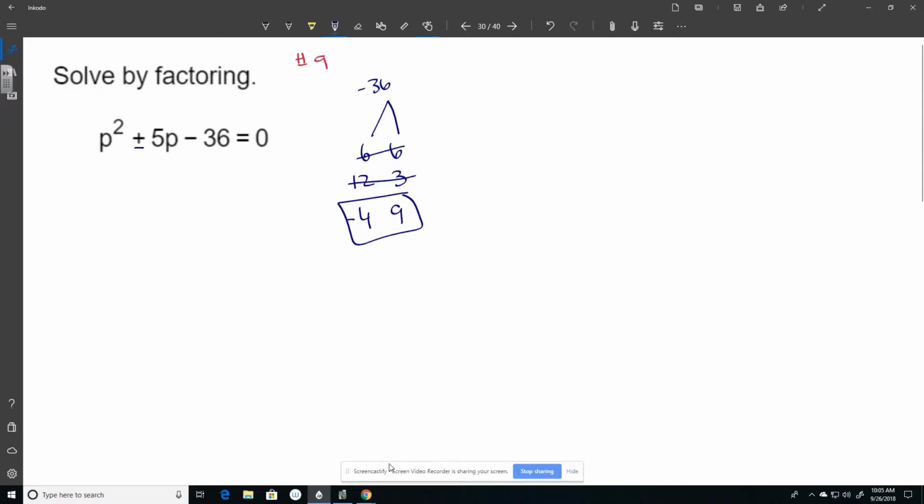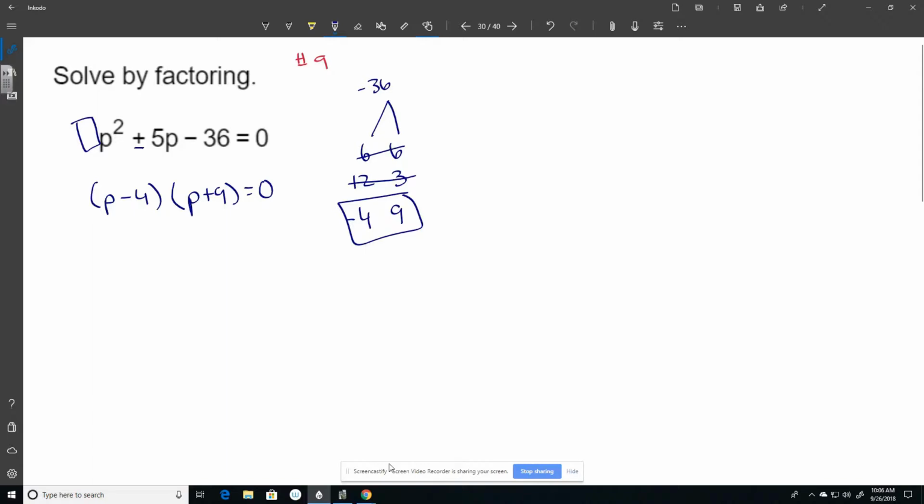Now, since there's nothing right here, I'm halfway done. I can just plug my factors in. P minus 4 times P plus 9 equals 0. Now, you're not done.